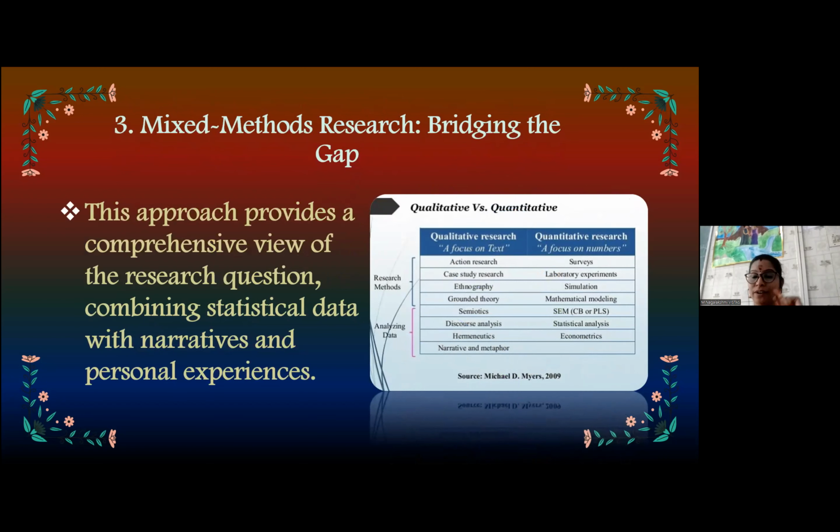So now we have seen quantitative and qualitative. Now the mixed methods, bridging the gap. We need both quantitative as well as qualitative. This approach provides a comprehensive view of the research question, combining statistical data with narratives and personal experiences. So they collect data and they also do interviews with people and gather personal experiences. So all those things are mixed, and they do the research.